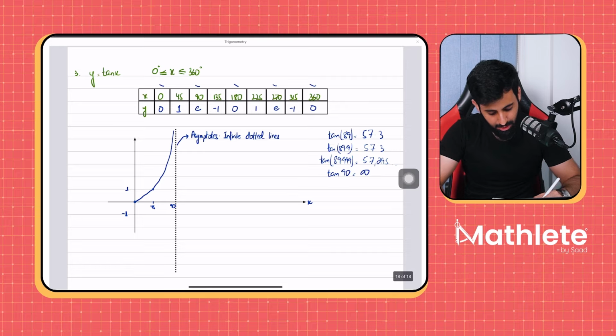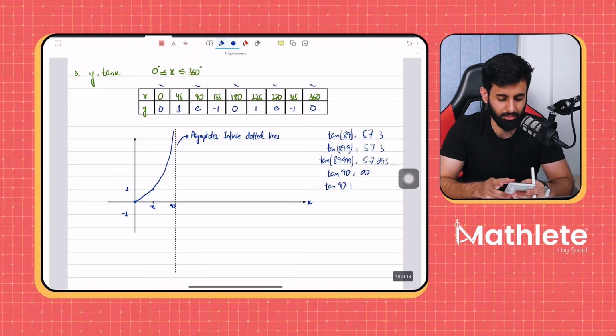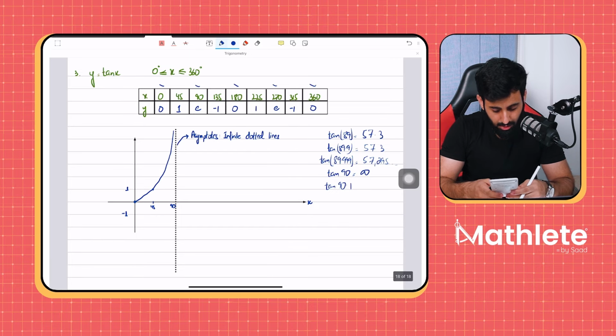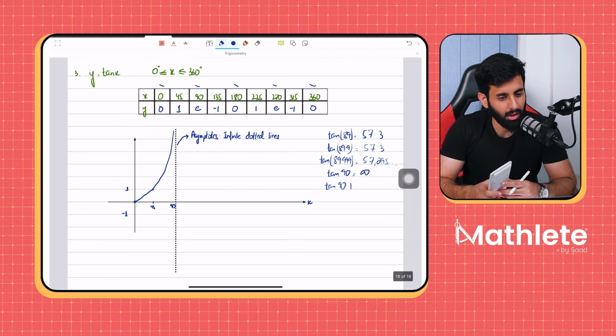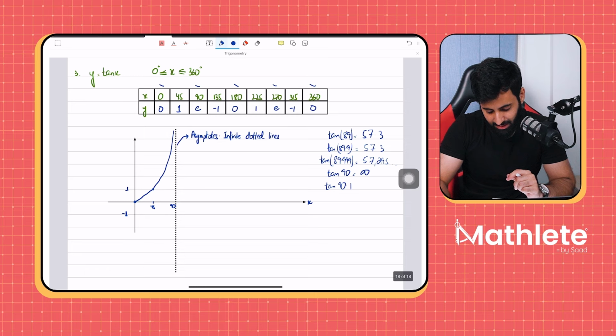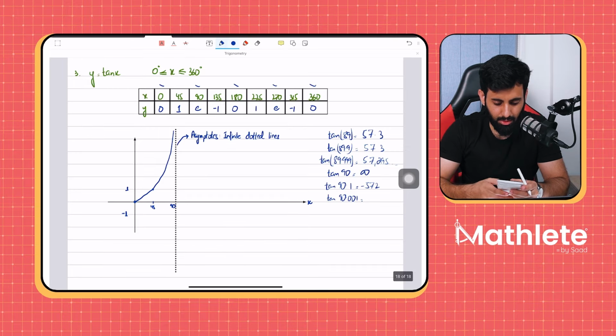So, what I want you guys to do now is find out tan of 90.1. Work out tan of 90.1. Tell me if you get a value. Yes. So you'll notice that the values are more or less the same except that they're now negative. So tan of 90.1 is equal to minus 572. Now work out tan of 90.001. What do you see?